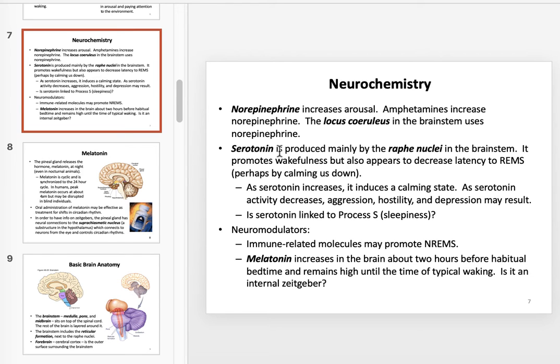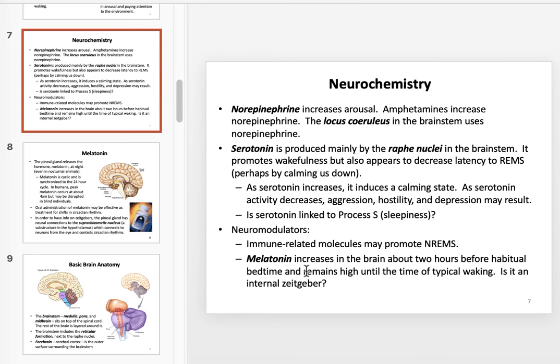But serotonin, particularly released from the raphe nucleus, once again in the brainstem area in the center of the brain, helps promote wakefulness, but also has an important role in REM sleep. And so we also have neuromodulators like immune system responses. Remember, you probably get sleepy when you get sick, and that's probably to conserve energy.